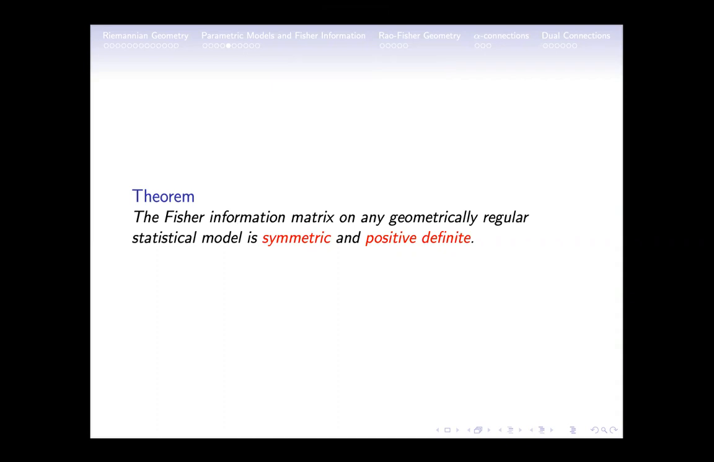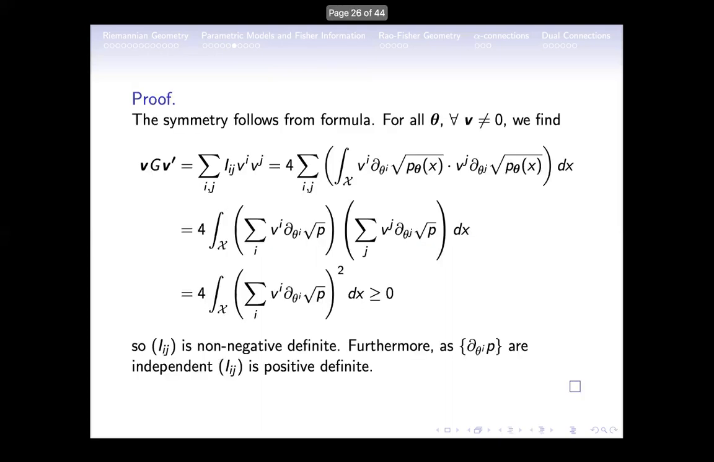There is a very important result here, which says that the Fisher information matrix on any geometrically regular statistical model is symmetric and positive definite. Actually, it's always symmetric and positive semi-definite, but if we impose the linear independence of these partials, these basis vectors, then we get positive definite also. This is a proof of it. It's pretty easy. You just take a vector and do the computation.